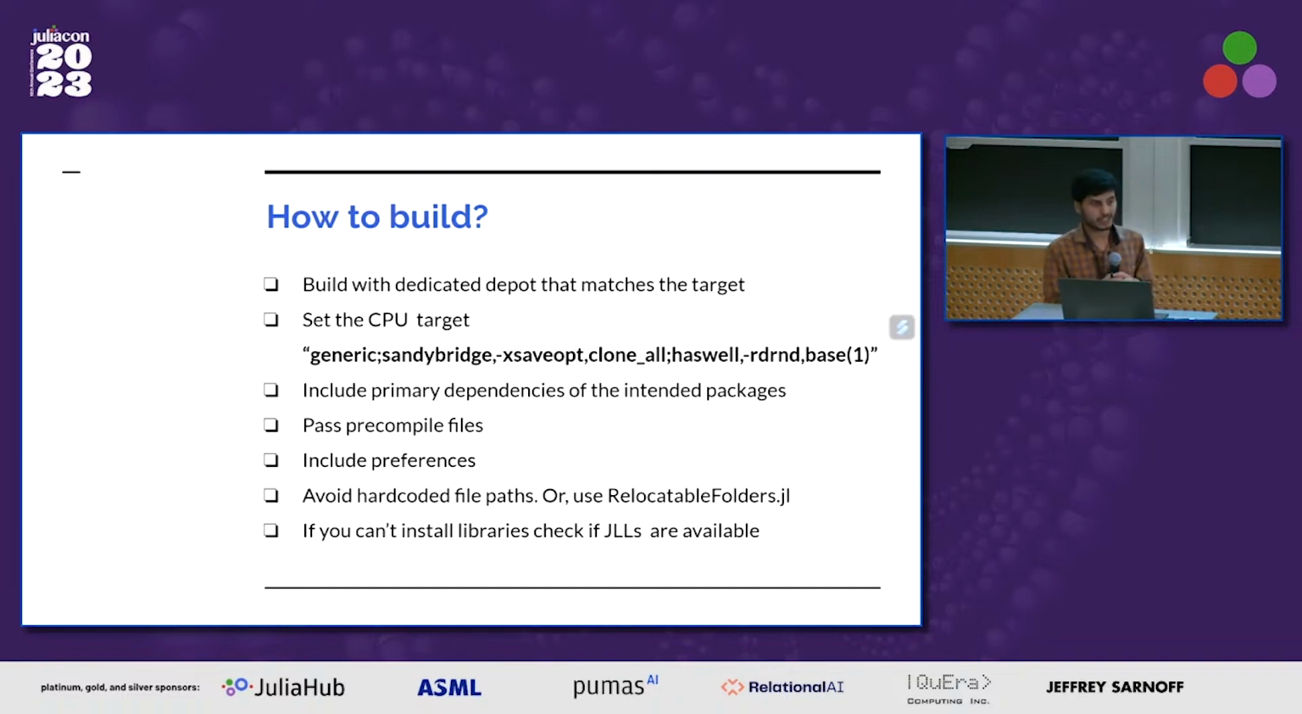And then lastly, if there are libraries that you cannot install on the target machine for some reason, then you can always find JLLs. For most of the libraries, there are JLLs available, and you can find that they are versioned, and they automatically install everything within the artifacts repo. You just have to add that to your library path.